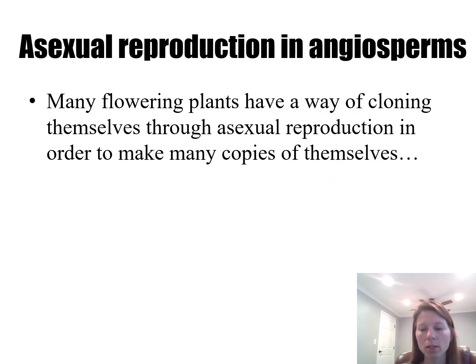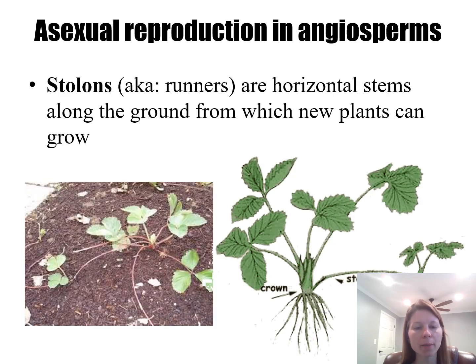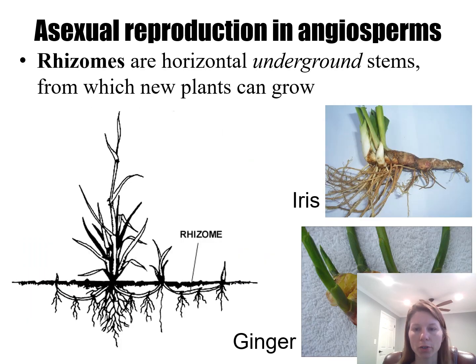Okay, so last we'll go through what's called vegetative reproduction, which is a type of asexual reproduction in plants that does not involve fertilization. So in this case, the plants are creating clones of themselves using mitosis. Examples include stolons, which are horizontal stems that run above ground, and you see this in strawberries. Rhizomes are similar, but they are underground stems, and that includes irises and ginger.